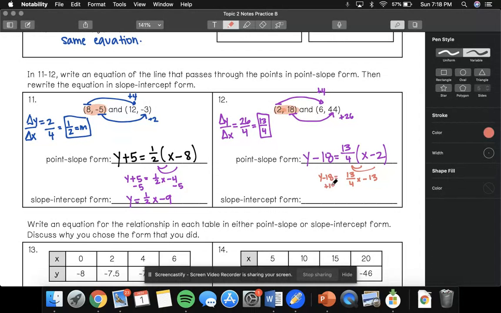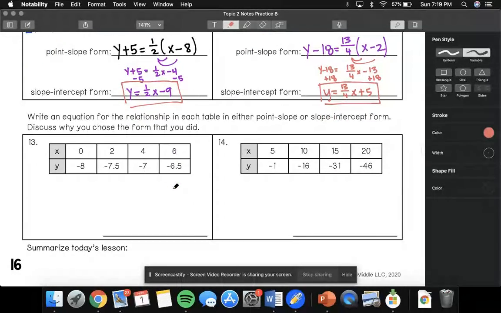And then I would have to add 18. So y equals 13 over 4x. -13 plus 18 is 5. So y equals 13 over 4x plus 5. So that's how we can use point slope form to find the slope and then to find it in slope intercept form.